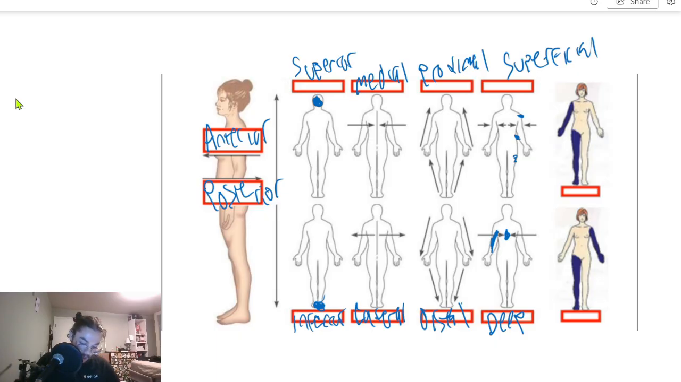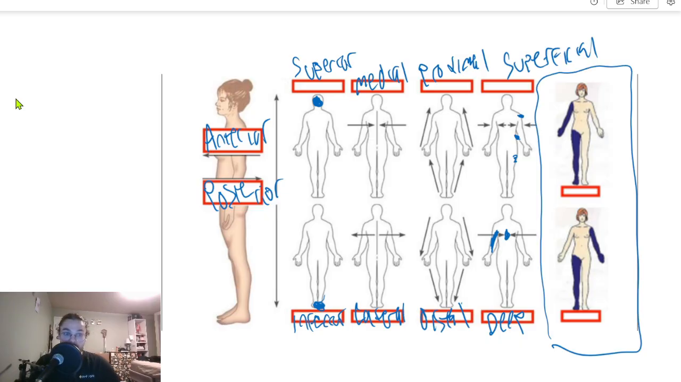Now, we didn't talk about this yet, so this will be a little extra credit. What do you call it if you are referring to something on the same side of the body? This is going to be ipsilateral. So if a muscle contracts and causes rotation to occur on the same side as the muscle, that would be called ipsilateral rotation. So ipsilateral is same side.